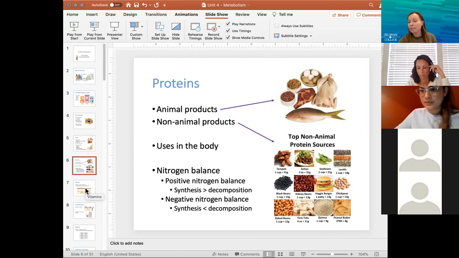Negative nitrogen balance is the opposite situation. So it's when protein synthesis is occurring at a much lower rate than decomposition. So your body is breaking down proteins way more than it's making new proteins. And this is not good. Usually something bad has happened. So examples of when you would see this is in an individual suffering from a serious injury or suffering from malnutrition or starvation.